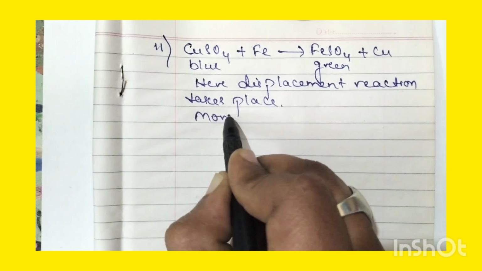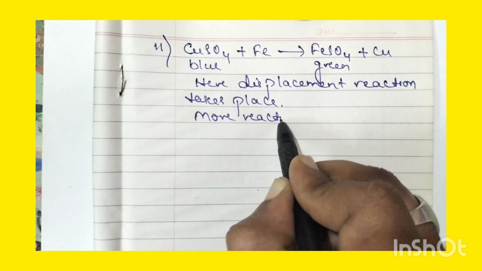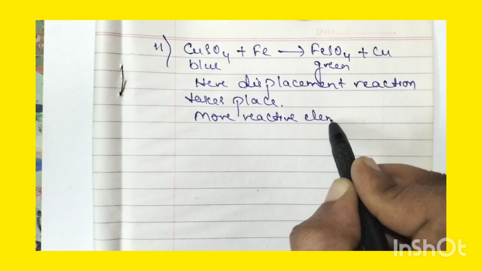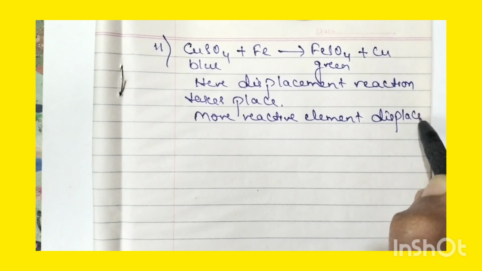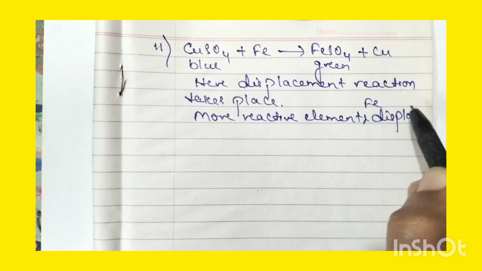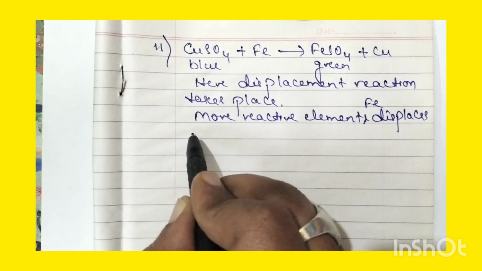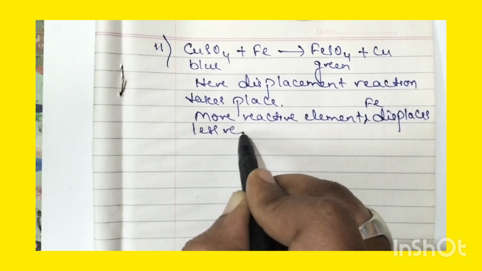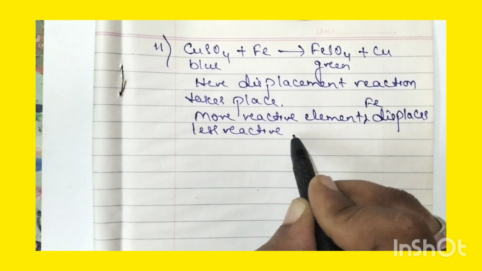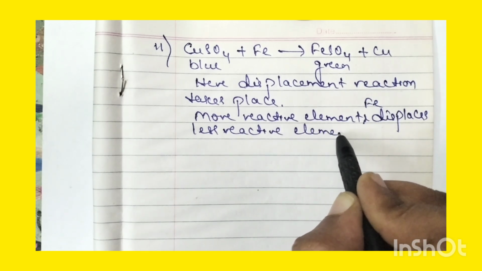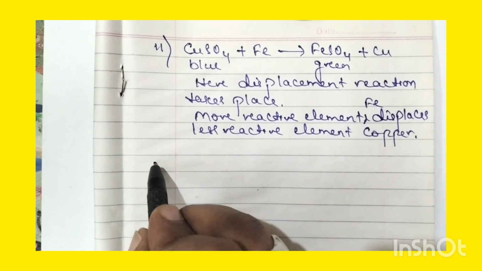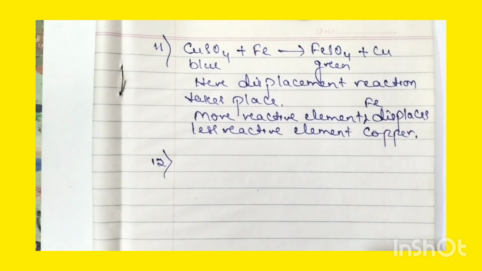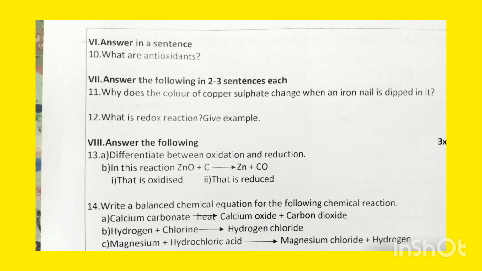More reactive element iron displaces less reactive element copper. Since a displacement reaction takes place, the color changes from blue to green. Now let us move to the 12th question.